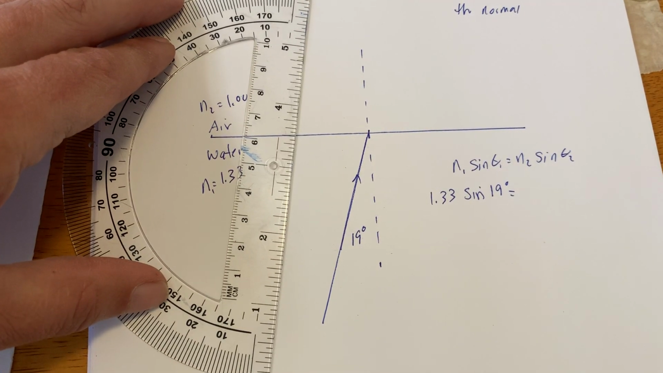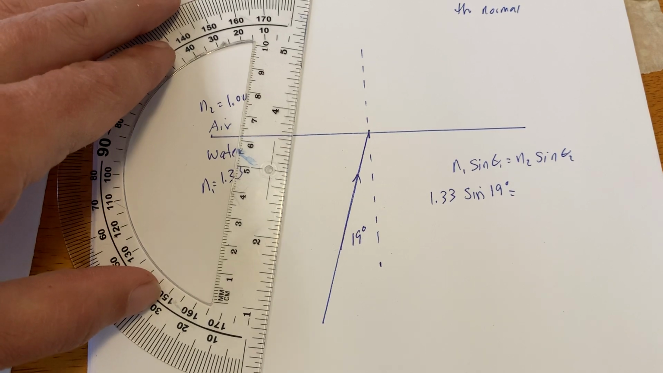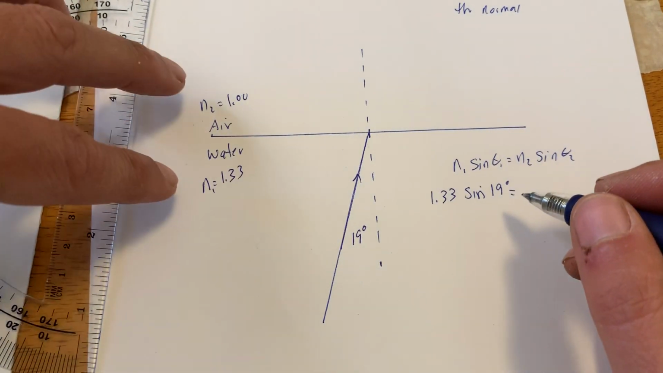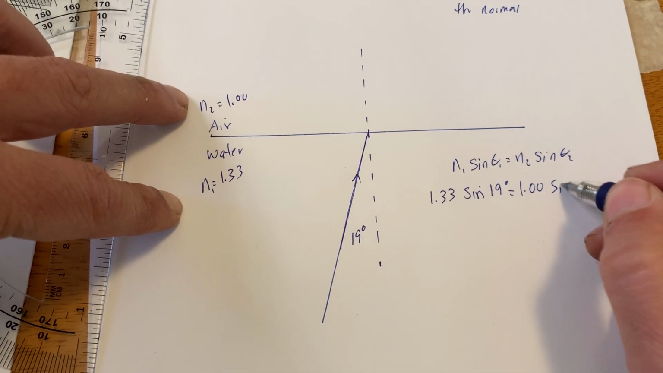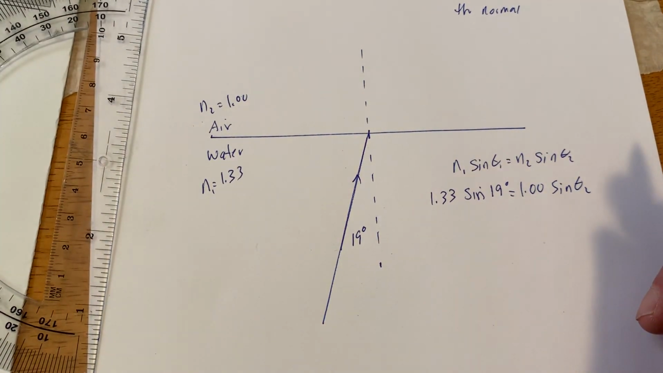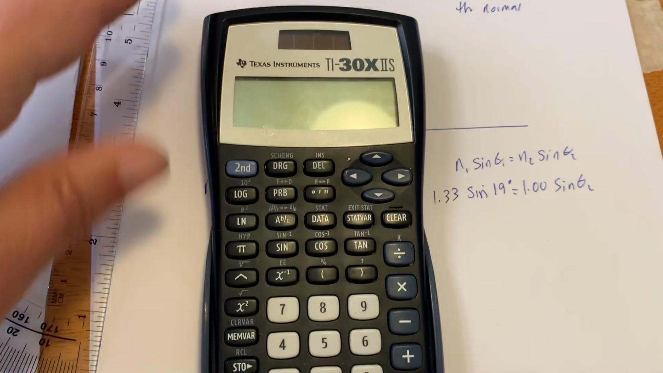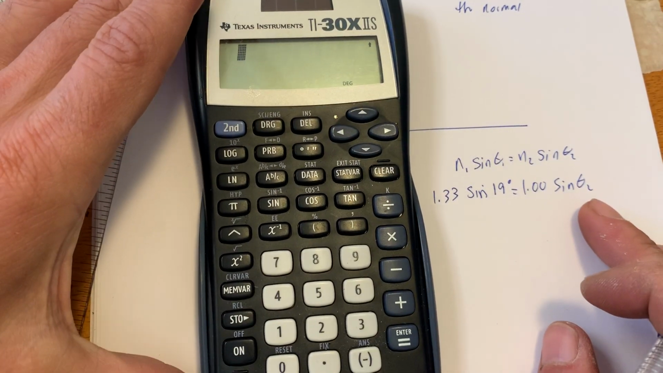What's going to happen? I think we're going to bend. Why do I think I'm going to bend? Because I have a change in speed. It's not that I think it, I actually know it. So that's going to be sine theta 2. Let's see if we can figure out what sine theta 2 is, or I should say just theta 2.